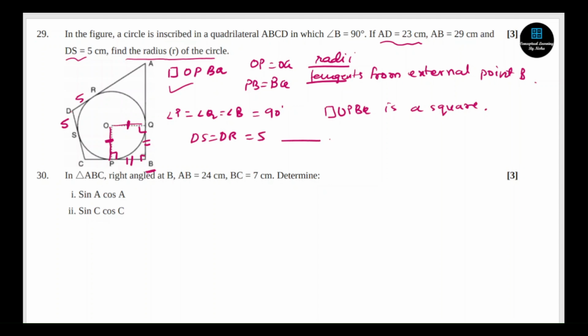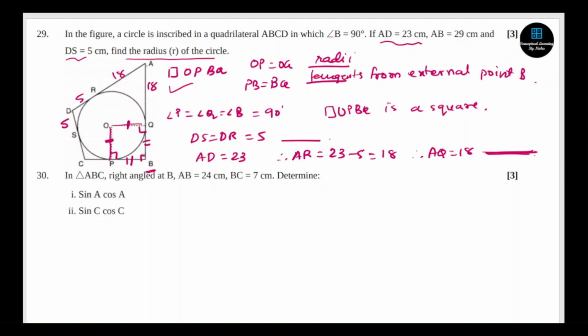Now the AD is given. AD is how much? 23. So AD = 23. Therefore what I can say, AR = 23 - 5 which is 18. Right. So this is 18. And therefore AQ is also 18. You have to write again the proper reason. A is the external point. AR = AQ, two equal tangents from external point A. So write that reason over here.